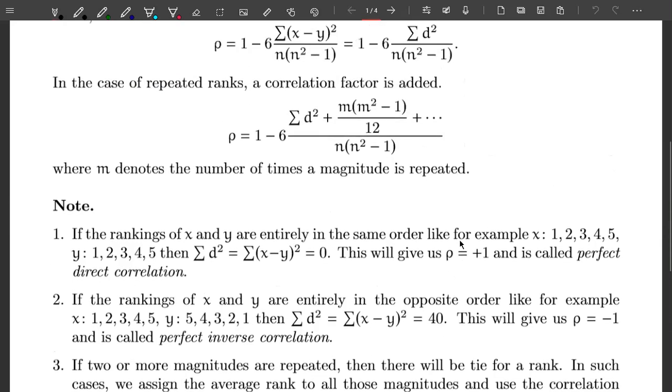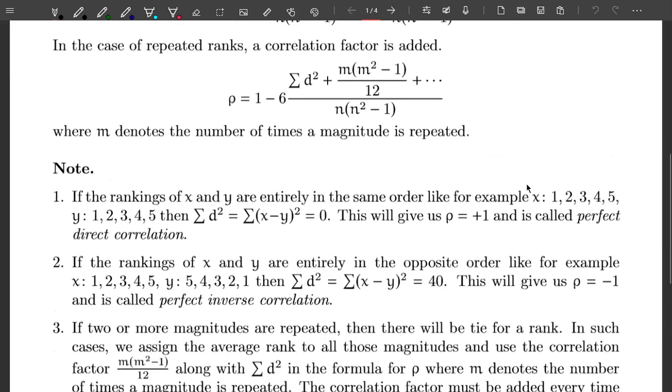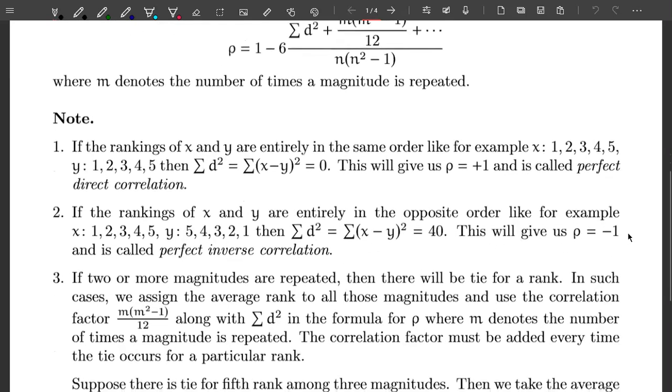Then this value can be substituted over here, and based on that, if you calculate the value of rho, the value of rho will be equal to minus 1, and this will give us the perfect inverse correlation.